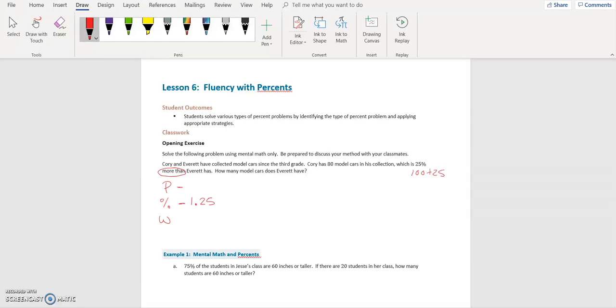So Corey has the part, he has the 80, which is more than our whole. So our whole should be less than 80. P is equal to percent times the whole. The part is 80. The percent is 1.25 as a decimal, and then X is our whole. Divide both sides by 1.25.